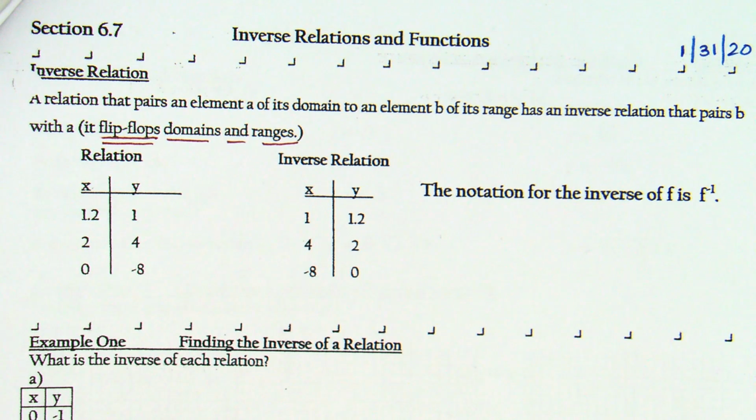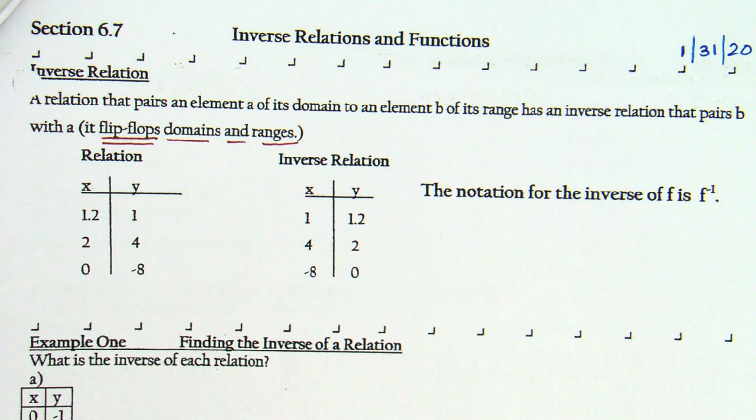So anytime we talk inverse, the key is that to get an inverse, you flip-flop domain and range. Which means you're going to flip-flop x's and y's. For example, on the left we have an example of a relation. x is 1 and y is 2. x is 2 and y is 4. x is 0 when y is negative 8.